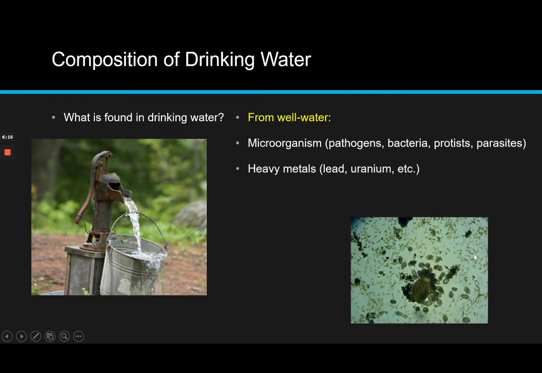Other than organic materials, you also find some elements, such as heavy metals. So things like lead or uranium, really heavy, toxic, radioactive metals, can naturally get into well water through seeping into groundwater as well.